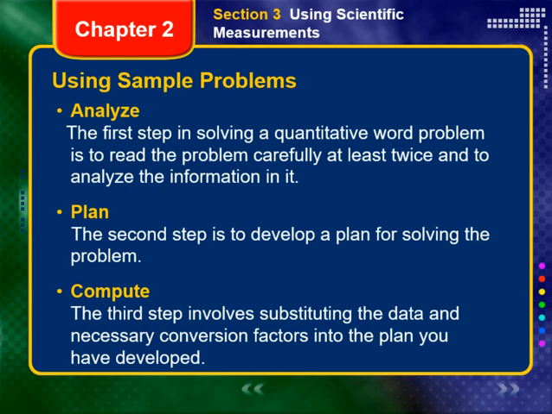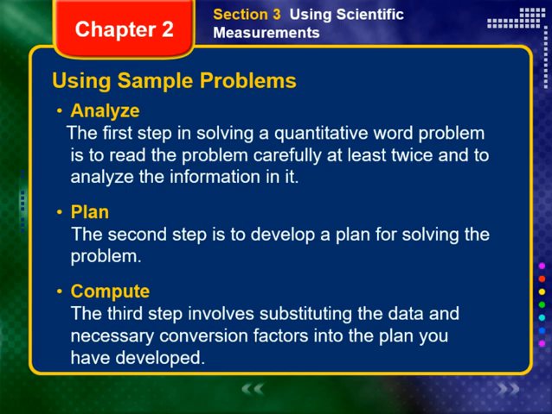Plan. The second step is to develop a plan for solving the problem. The plan should show how the information given is to be used to find the unknown. In the process, reread the problem to make sure that you have gathered all the necessary information. It is often helpful to draw a picture that represents the problem.